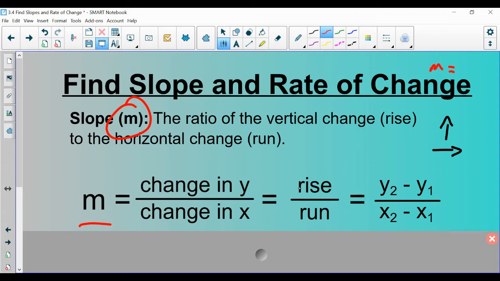You'll also hear me say rise over run a fair amount of time. Going back to this idea, right? How much does it vertically change? How much is the rise? How much does it horizontally change? How much is the run?